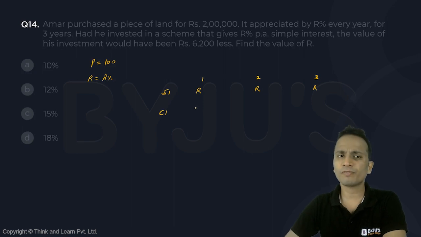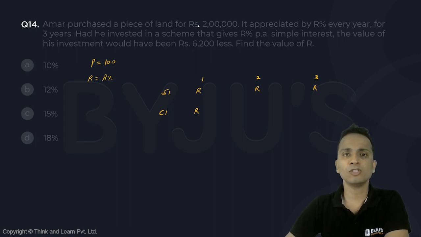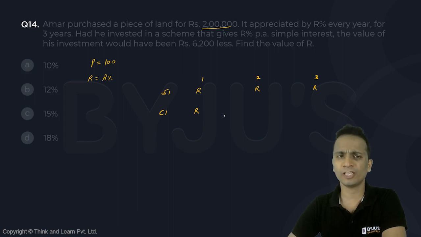Now talking about compound interest. Compound interest for the first year will be R percent of 100, that is R. I have assumed the principal as 100, though the principal is 2 lakhs. I'll take care of this later on. So compound interest for the first year is R. For the second year, it will be R plus R percent of R. So the first year's compound interest is copied and R percent of the same is calculated and added to it.